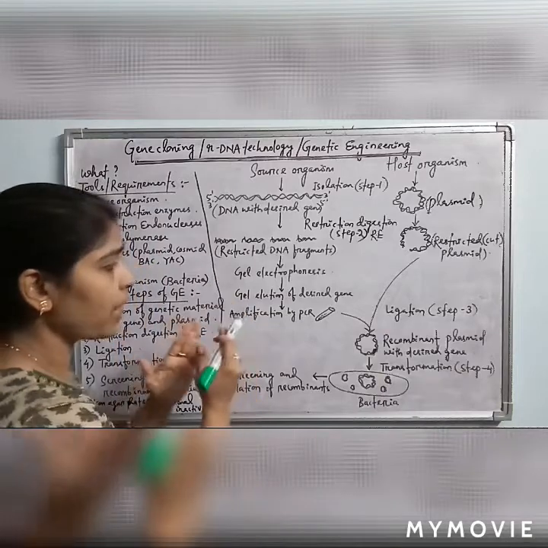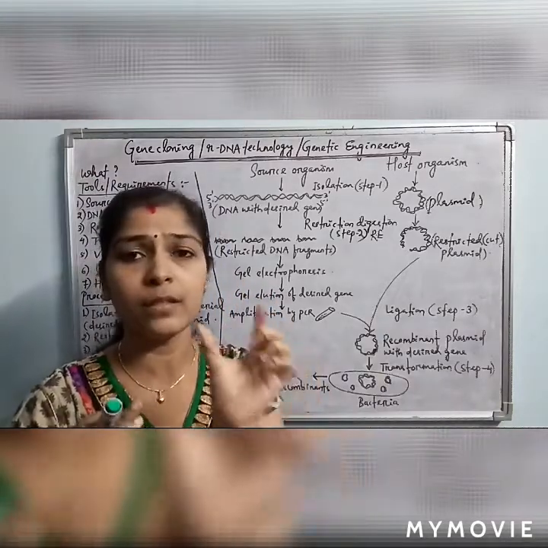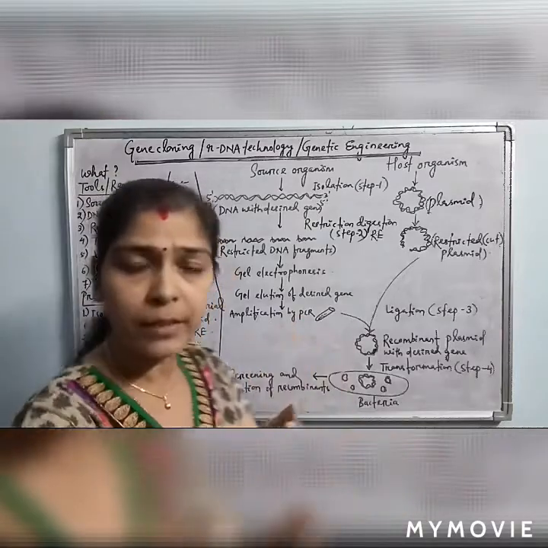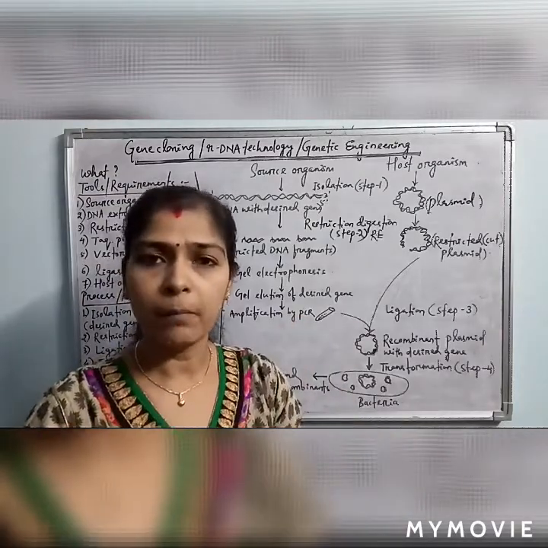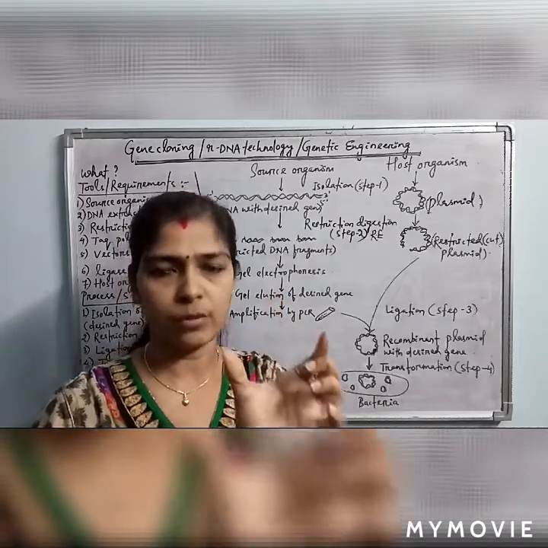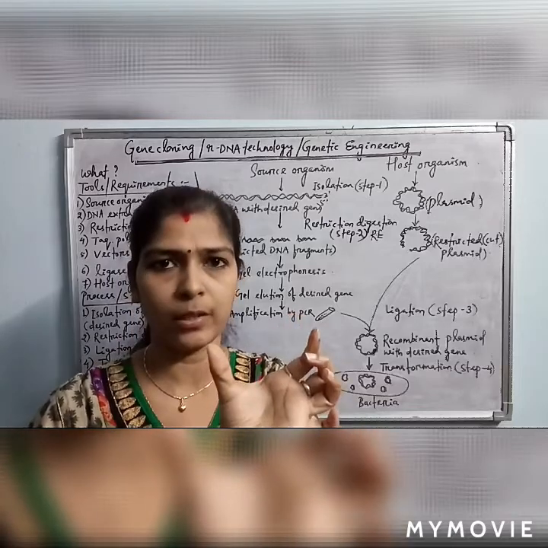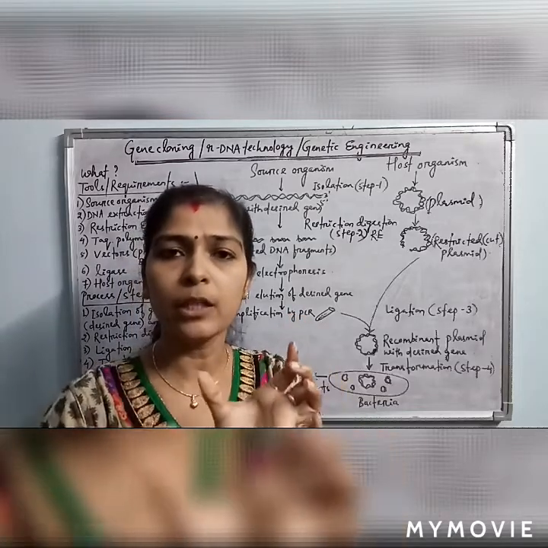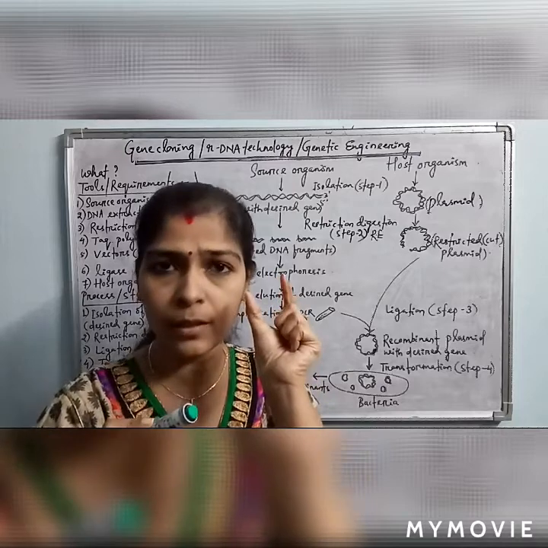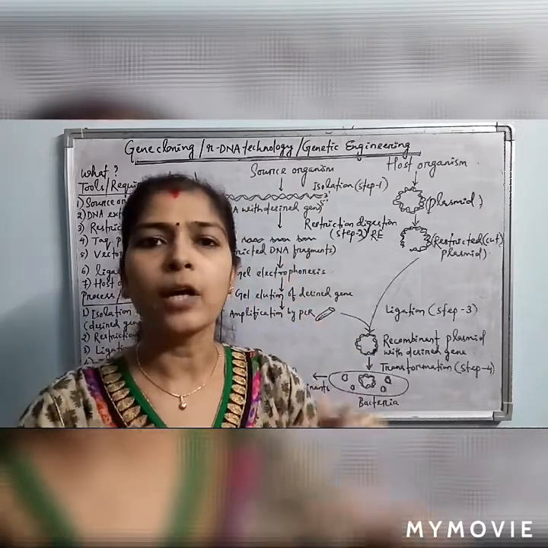After these fragments are separated, we have to find out the particular DNA sequence with the desired gene. And how is it done? By utilizing molecular markers. Suppose we know the desired gene sequence and the number of nucleotides present in the desired gene. Depending upon the molecular marker, we have to find that particular DNA fragment having the desired gene in the agarose gel.